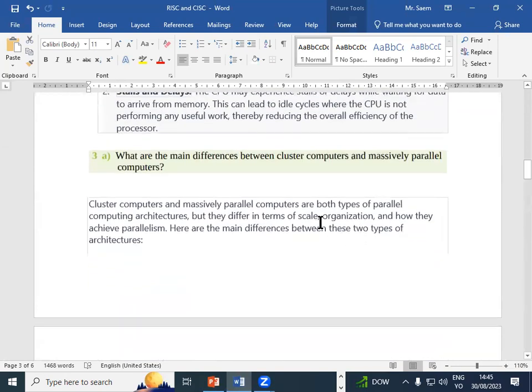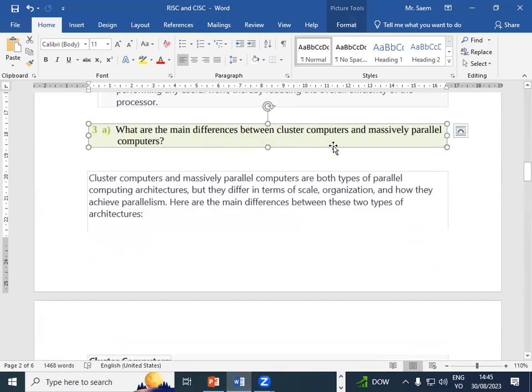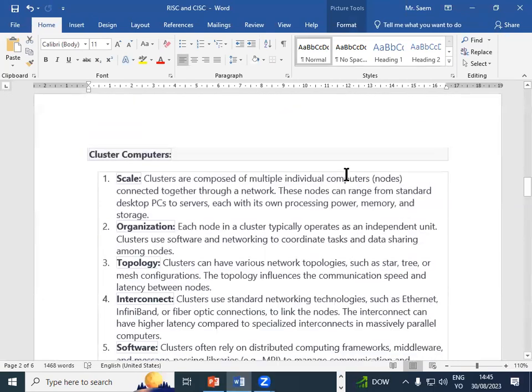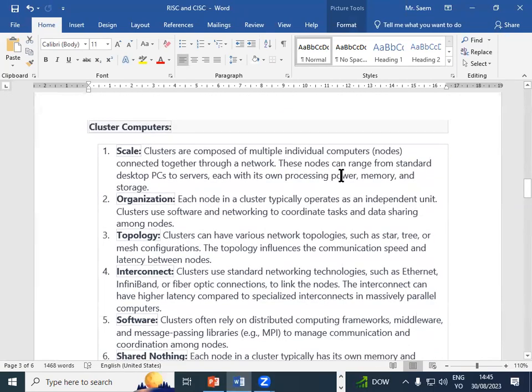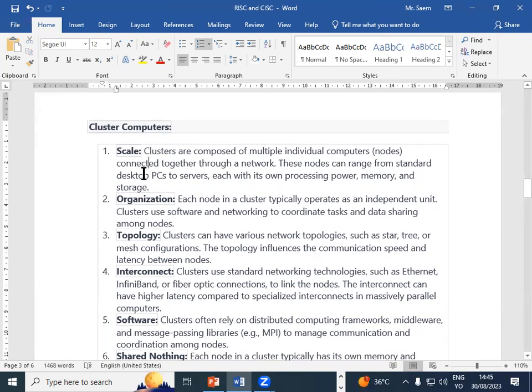This is better. What is the difference between cluster computers and massively parallel computers? If we talk about clusters, the book has written very little, so I want to elaborate a bit. The first point is scale. Let's talk individually. Clusters are composed of multiple individual computers connected through a network. These nodes can obviously be standard PCs or servers, and have their own power.